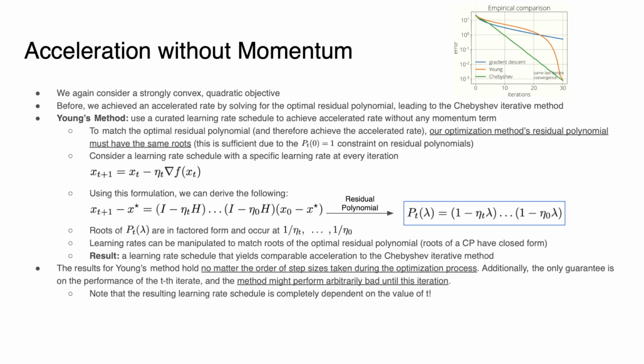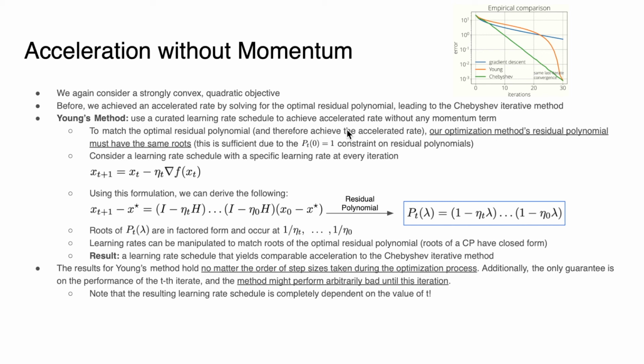So if you recall from previous slides, our convergence rate is derived from the residual polynomial. So if we want an accelerated rate similar to something like the Chebyshev iterative method, we need our residual polynomial associated with this method to match the optimal residual polynomial and therefore achieve the accelerated rate. And one interesting thing that we can notice here is that in order for the residual polynomial for our method to match the optimal residual polynomial, all we must guarantee is that they have the same roots.